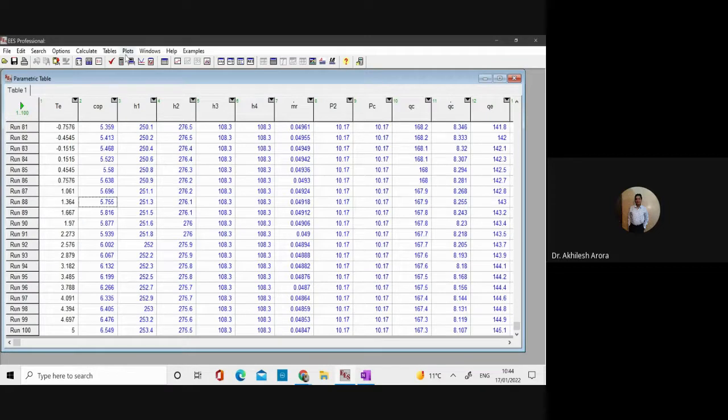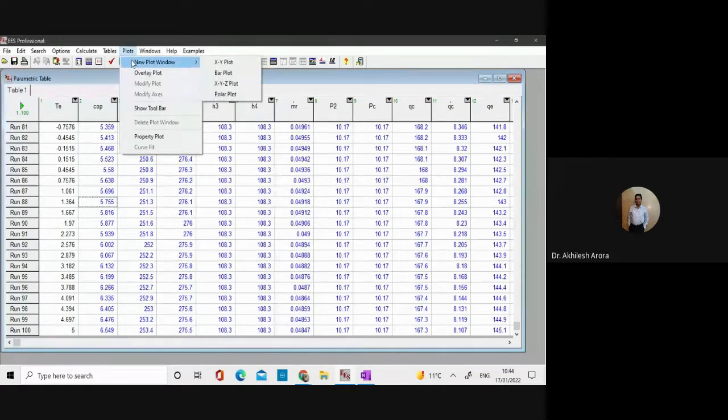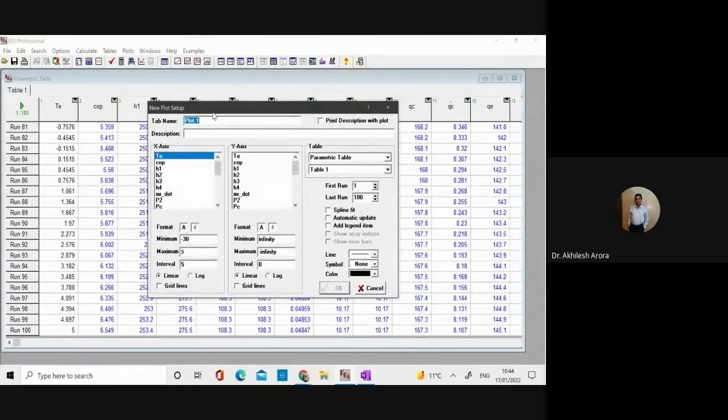Now what I can do is plot this graph. I can choose a plot icon here, go for new plot window and choose XY plot. What would you like to have in the description box? I can write variation of COP versus evaporator temperature T. So on the x-axis, would you like to take COP or T? Tell me, roll number 20.